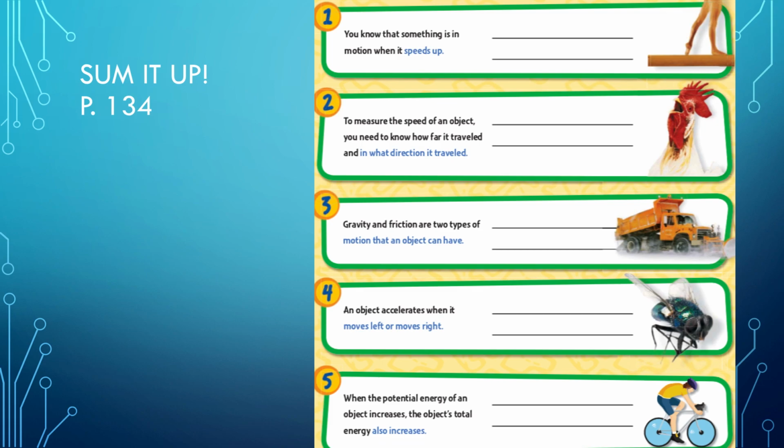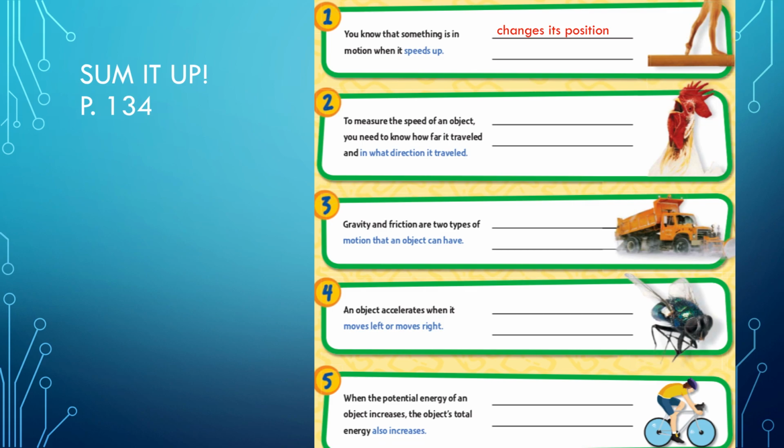The directions say, read the summary statements below. Each statement is incorrect. Change the part of the statement in blue to make it correct. All right, guys, let's see how you did on Sum It Up. Number 1, you know that something is in motion when it changes its position.